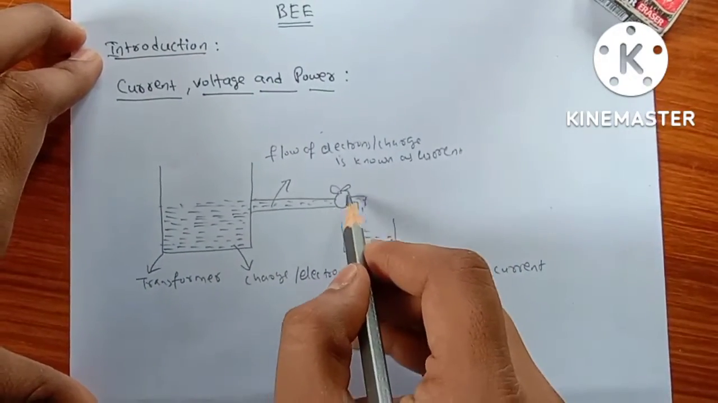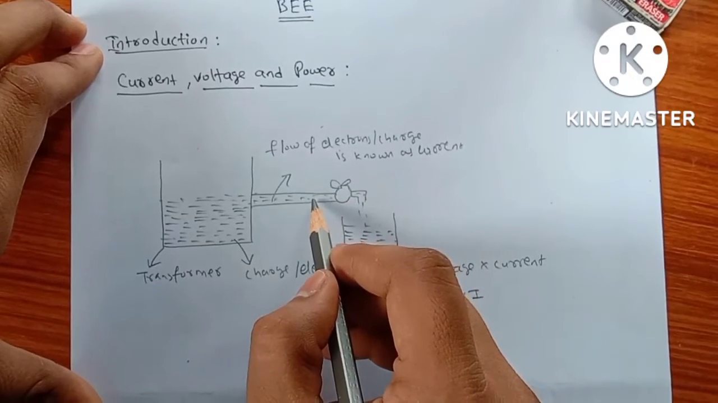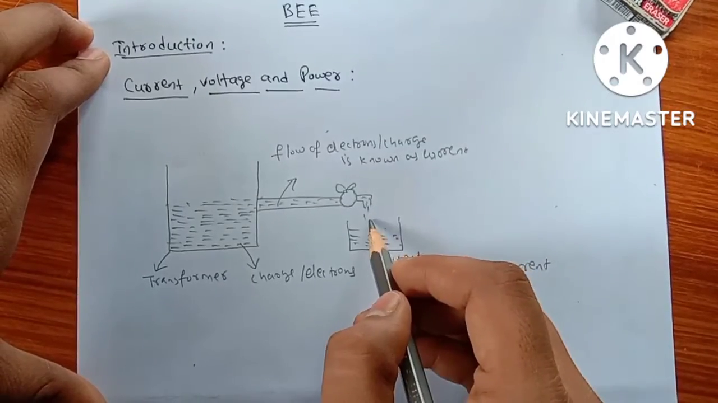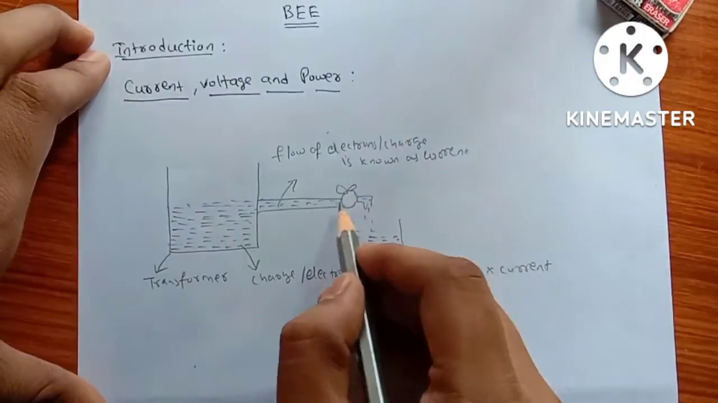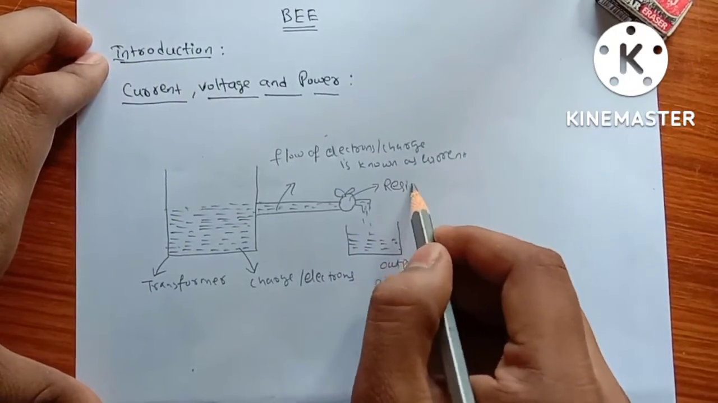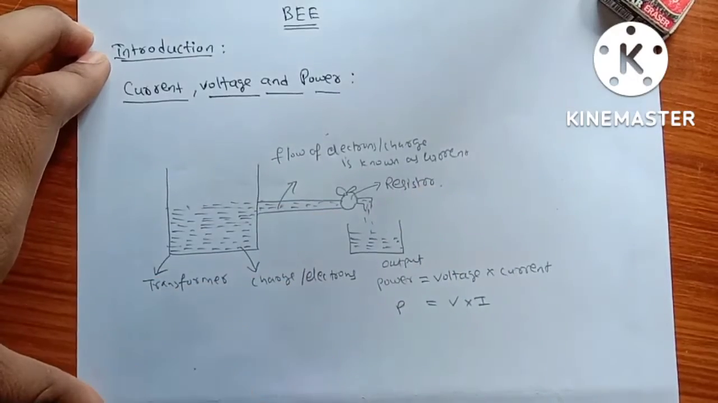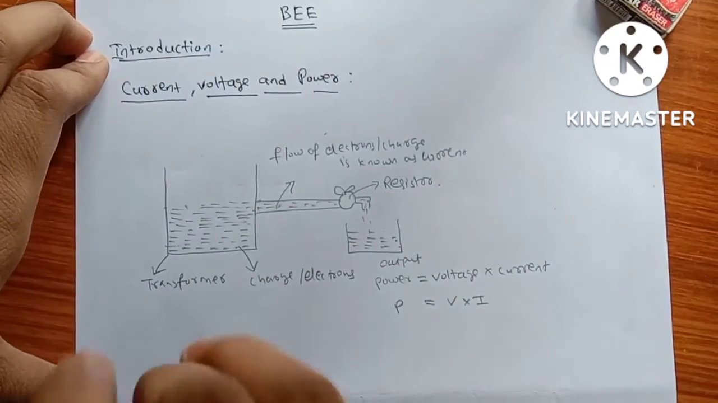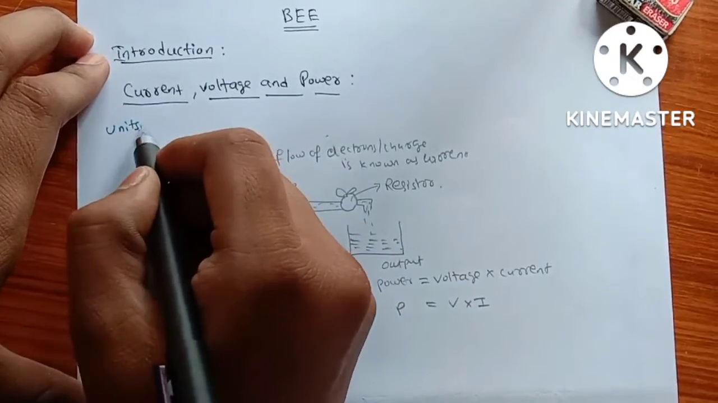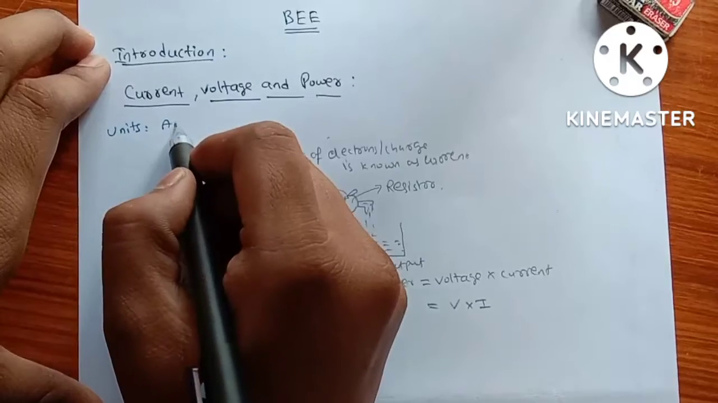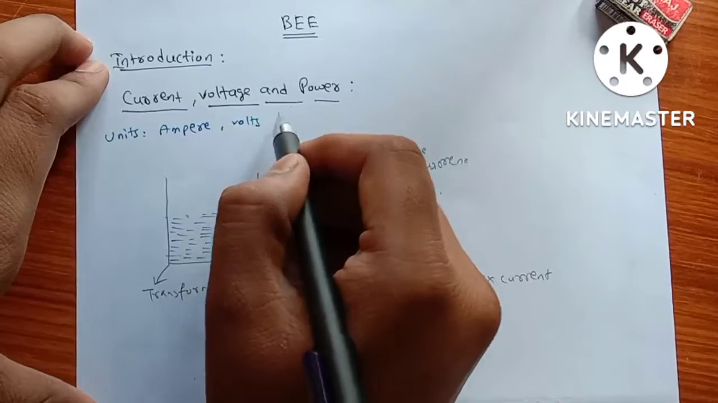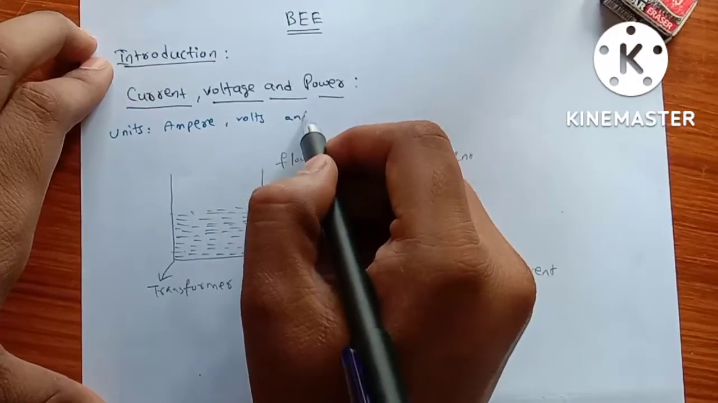Now here the tap opposes the flow of water and allows it to the required level. Now in electrical this tap acts as a resistor. Now let us see the units of current, voltage and power. Units of current is ampere, voltage is volts, and power is watts.